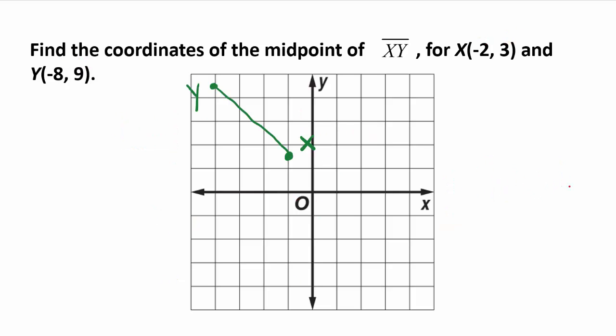If we go back to the previous graph and plot point M at -5, 6, you would see that it would be right there. If you can see, that's pretty close to being the midpoint of that line segment.